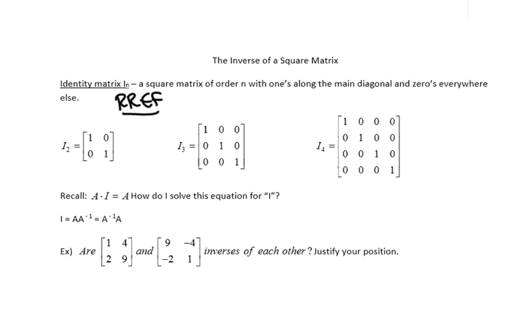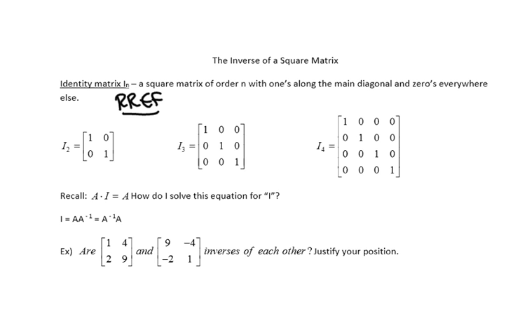In this video, we're talking about the inverse of a square matrix. The identity matrix is a square matrix of order n with ones along the main diagonal and zeros everywhere else, in other words, RREF. I have shown the 2 by 2 and the 3 by 3 identity matrix.